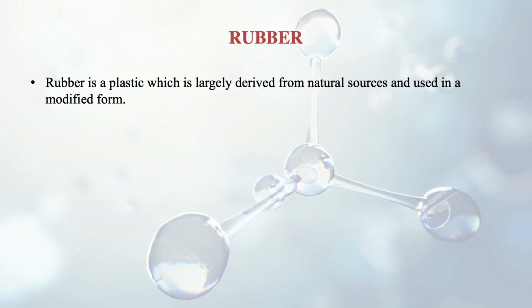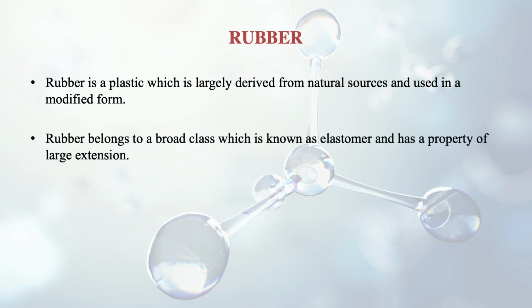After discussing the types of polymers and flexibility and how we can introduce it in polymers, we now move on to another type of plastics, that is rubber. So what is rubber? Rubber is a plastic which is largely derived from natural sources that most of us would have heard about, and it is generally used in a modified form.